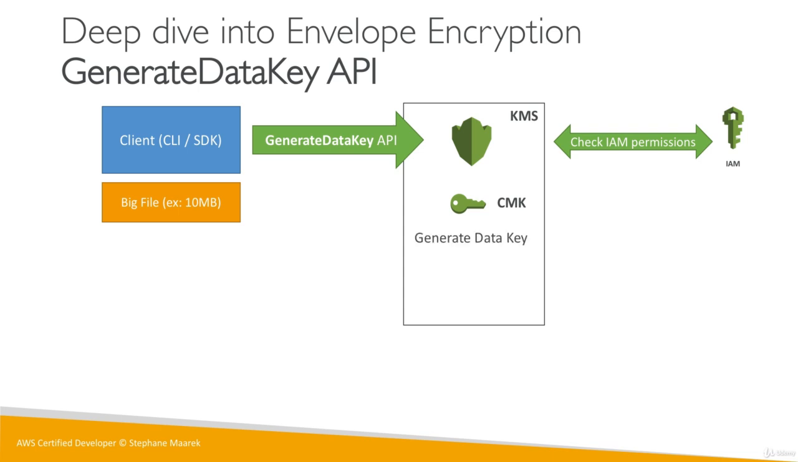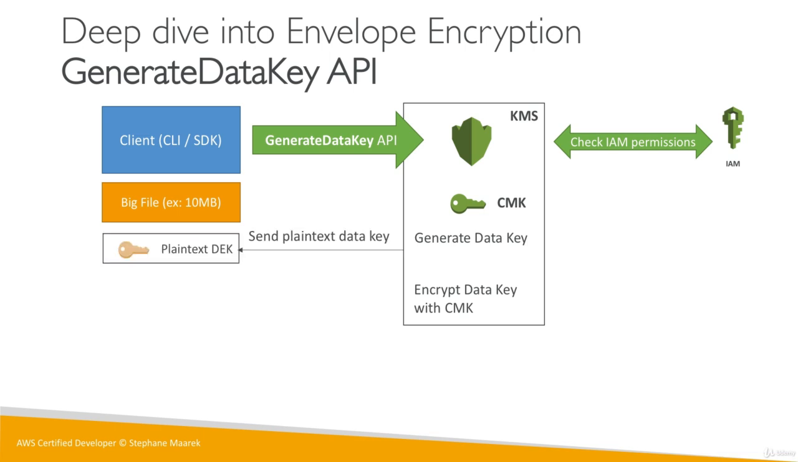And then if it's happy, it says, okay, I will generate a data key for you, and I will also encrypt that data key with the CMK. So as you can see here, it did two things. It did generate a data key and encrypt the data key with the CMK. And that's going to be the tricky bit.